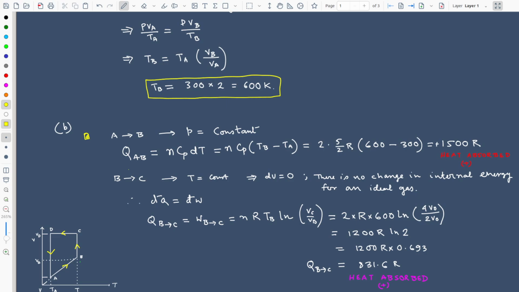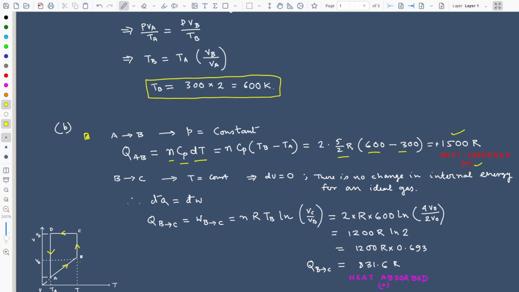Pressure constant, therefore heat absorbed is n times Cp, specific heat at constant pressure, multiplied by the change in temperature: n Cp (Tb minus Ta), 2 into 5 by 2 R, 600 minus 300, that is 1500 R. Heat is absorbed because it is plus. Our assumption is that plus means heat absorbed, minus means heat released.